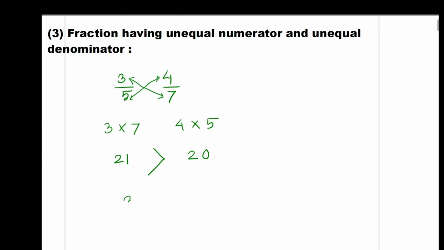Okay, next, fractions having unequal numerator and unequal denominator. So both are not same. Like 3 by 5 and 4 by 7. How to compare? In this type of question, you just do the cross multiplication. That means you multiply 3 with 7, 4 with 5. 3 7s are 21, 4 5s are 20. Then which one is greater? 21 is greater than 20. That means 3 by 5 is greater than 4 by 7. That is the answer we are getting.